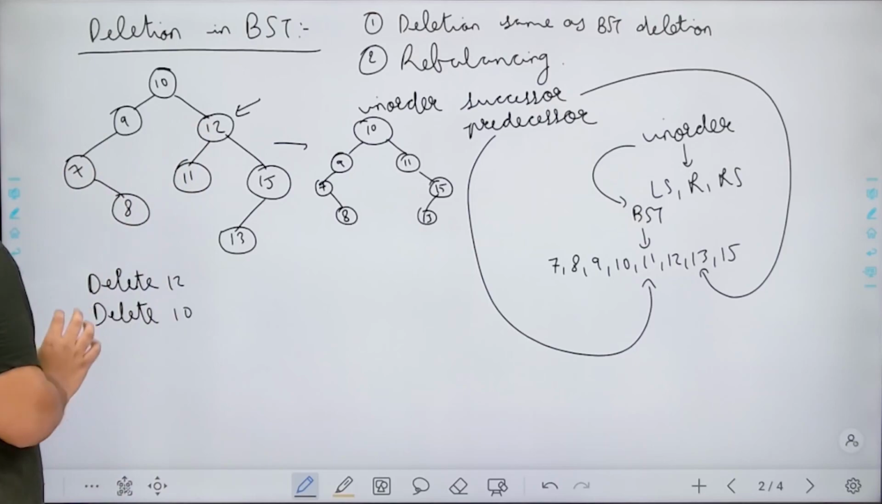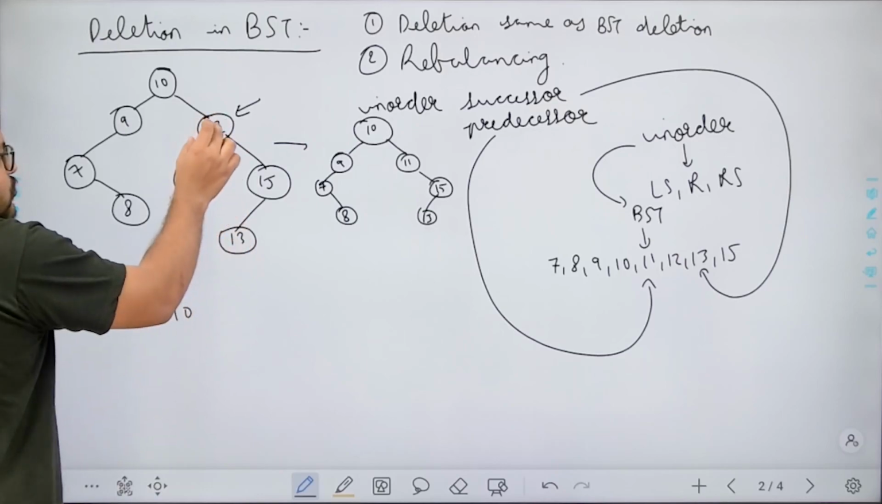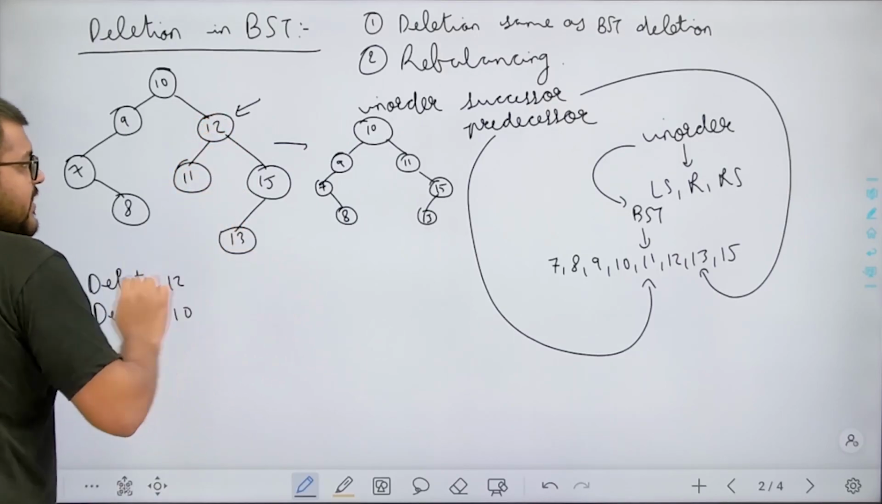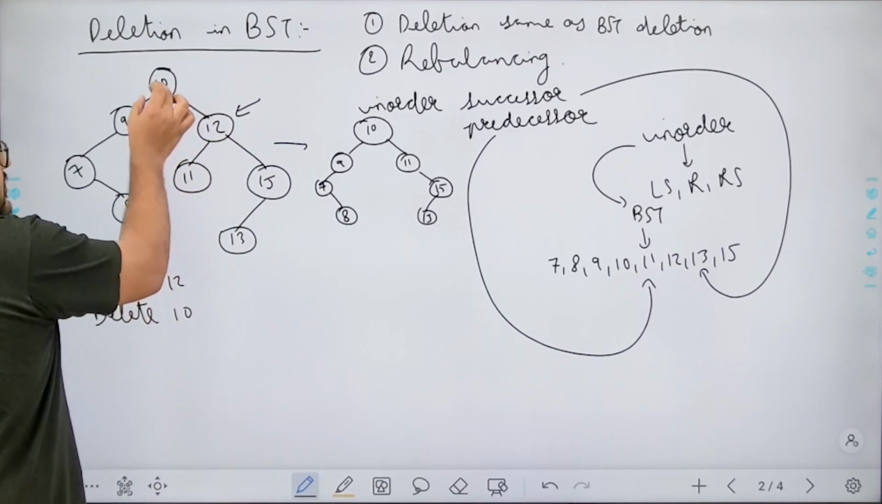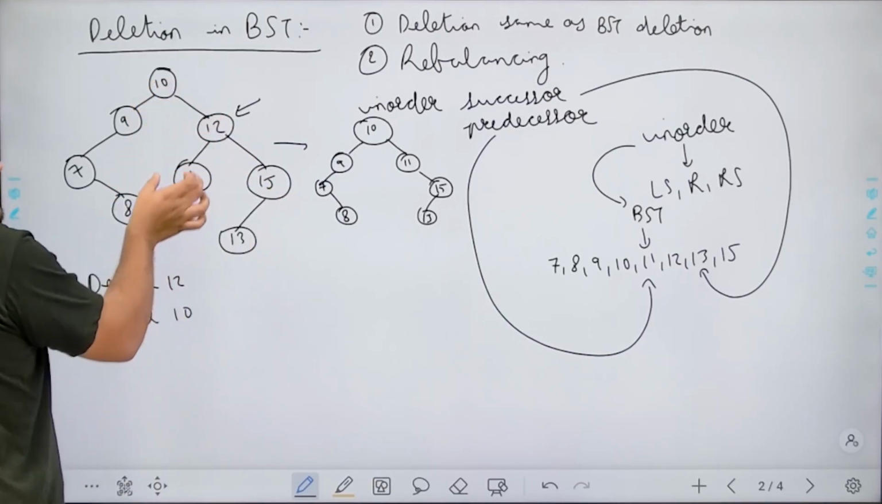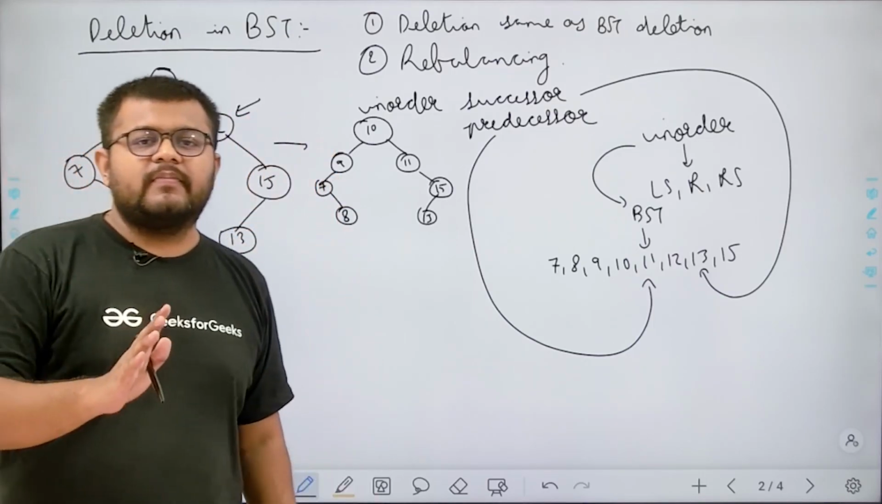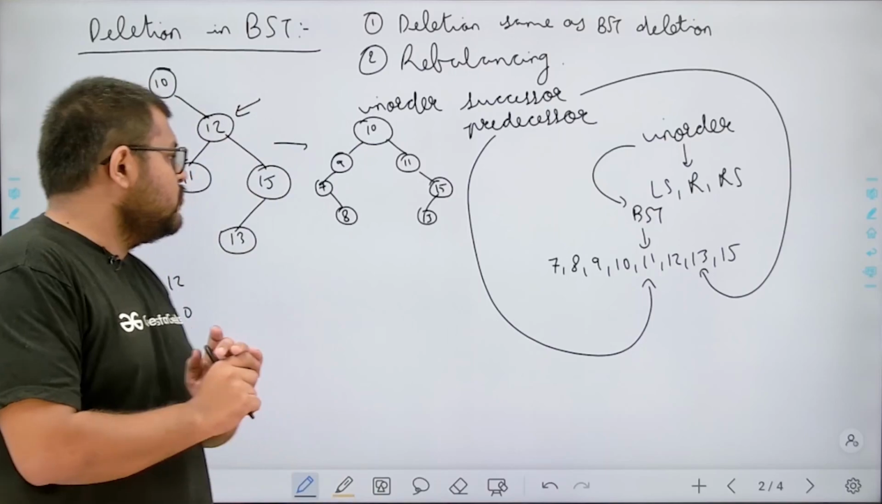We replaced it with 11. Suppose we replaced it with 13, right? So 12 will come here, 13 will go here. Now 13 will go here, 12 will become leaf node, will delete it. 13 is here, it is greater than 10, 15 is greater than 13, it is on the right hand side, 11 is less than 13, it is on the left hand side. That would also hold the properties of binary search tree. Okay, you can do any of them.